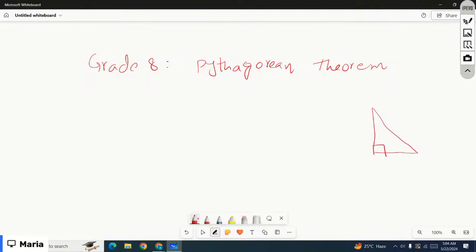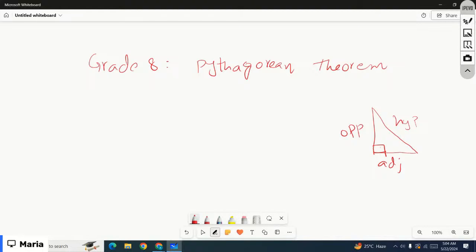So this is the right angle triangle, right? The side that is in front of the right angle, this one, is always the hypotenuse, right? This one is the base, and this one you can say is adjacent, and this one is opposite, right?